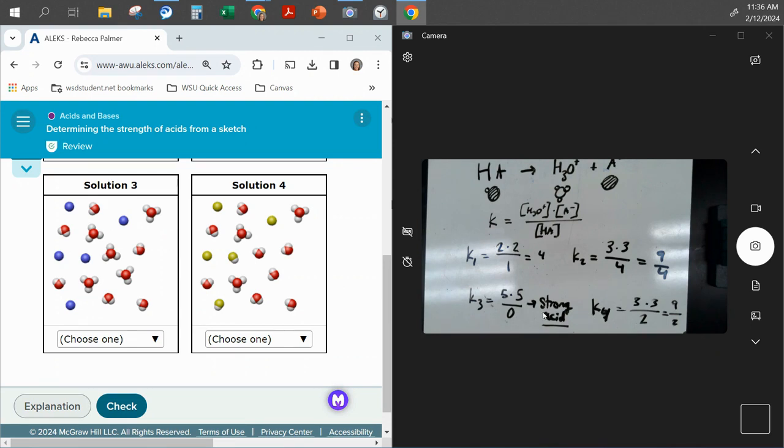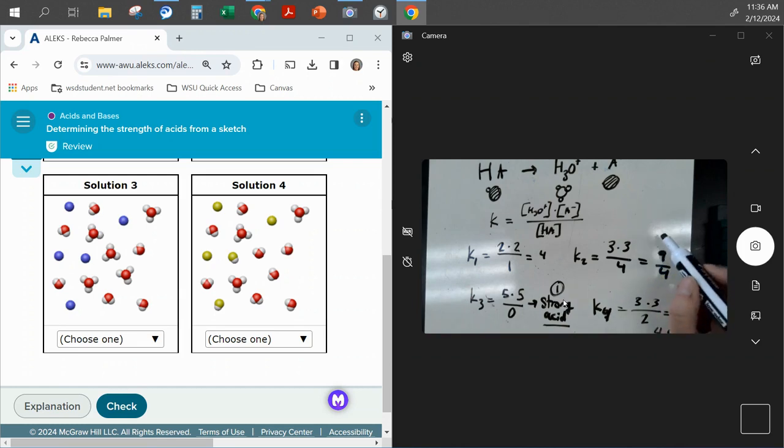Okay, so then we rank them. So this is going to be the strongest because it is a strong acid. So 1, and then we look for numbers. So this is 4. What's 9 divided by 2? Is that 4.5? And then what's 9 divided by 4? The 2 point something? Okay, thanks. 2.4. So this one's gonna be the next one. This one, and then this one.